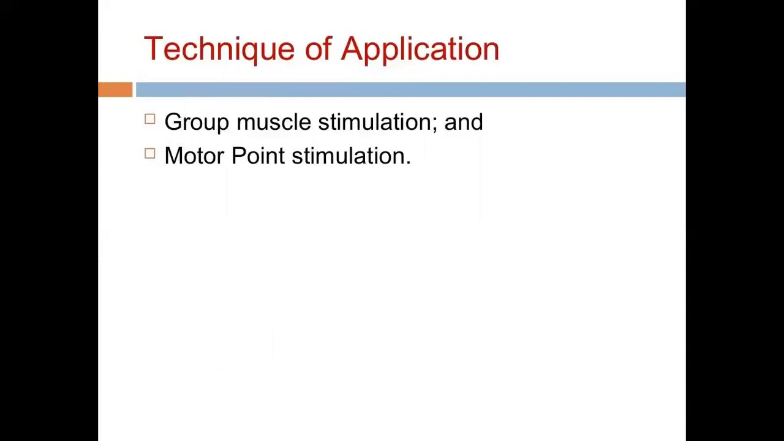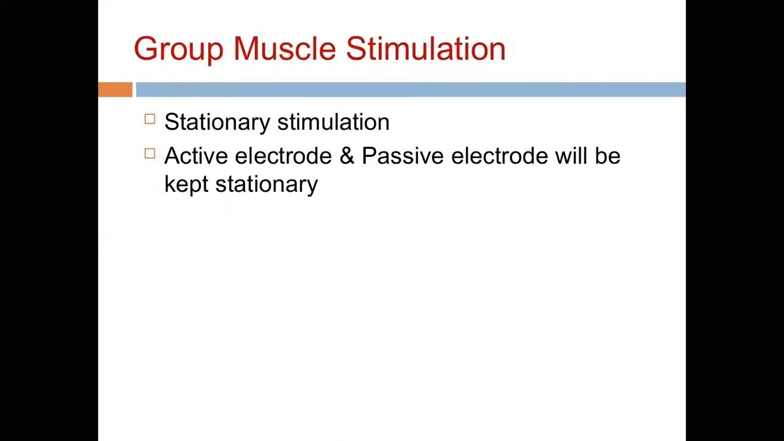The techniques of application: we will also see the techniques for group muscle stimulation and motor point stimulation. The group muscle stimulation is a stationary stimulation. The active electrode and passive electrode will be kept stationary.